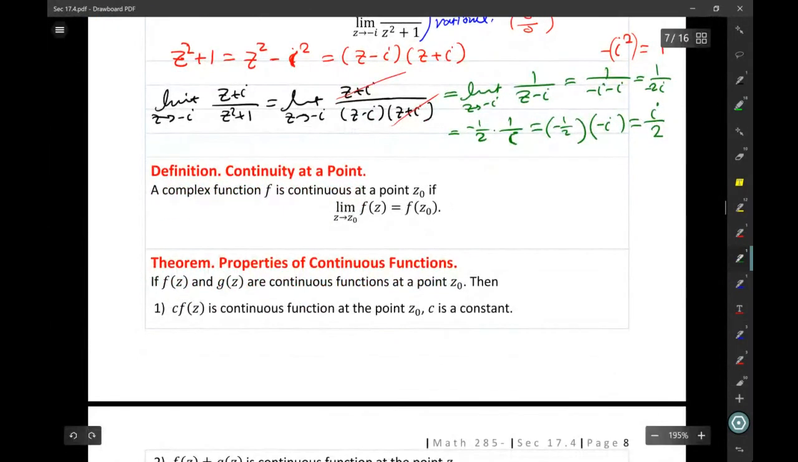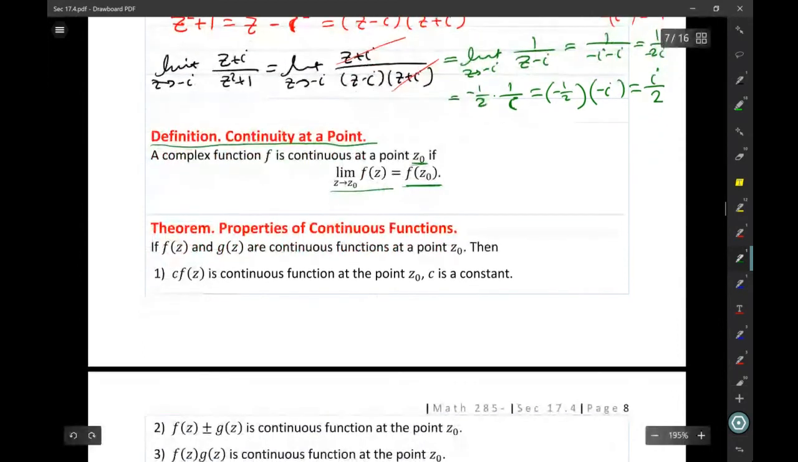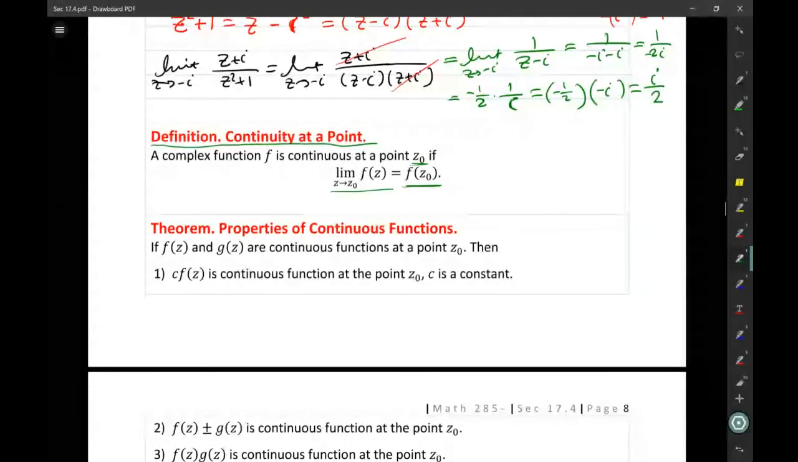Okay, now let's go to the definition of continuity at a point. A complex function f is continuous at the point z naught if the limit of f of z as z approaches z naught is equal to f of z naught. So we define continuity at a point by using the limit. Now we have the same theorem or definition as in Calculus 1.